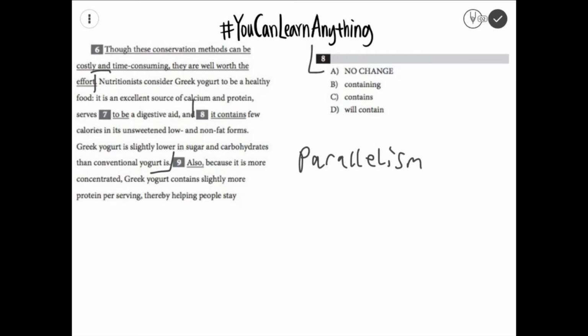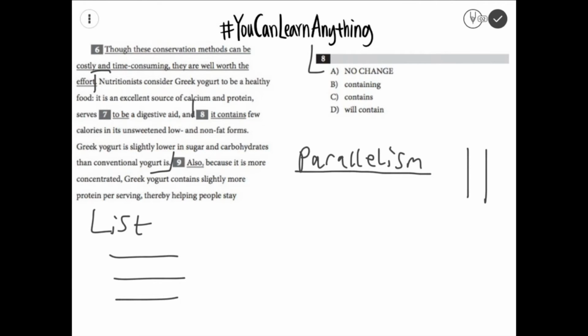All right, so anytime that you have a list, you want to make sure that each of the different pieces in that list are parallel to one another. Just like, if you remember from geometry, how lines can be parallel, you want your lines within a sentence or a list to match one another.